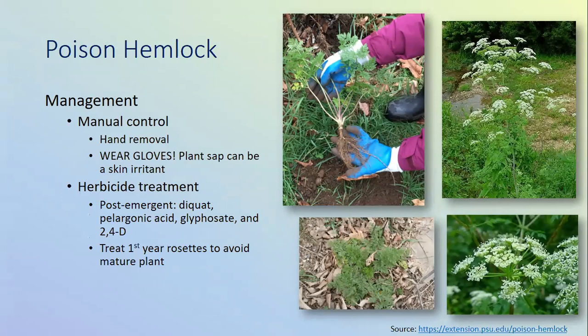You can also try an herbicide treatment. You can do post-emergent herbicides that I have listed there. And you'll also want to treat the first year rosettes primarily if you have a large infestation to avoid getting the mature plants later on. The mature plants are the ones that are going to seed and spread. So if you can hit those little rosettes like you see in the bottom left photo there, that'll prevent future poison hemlocks from being able to spread.